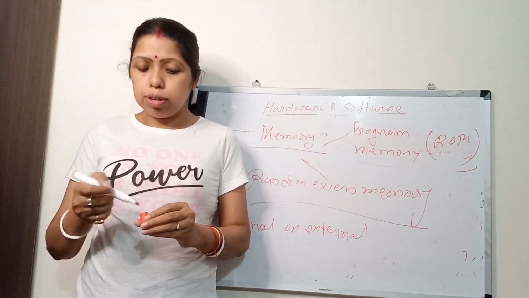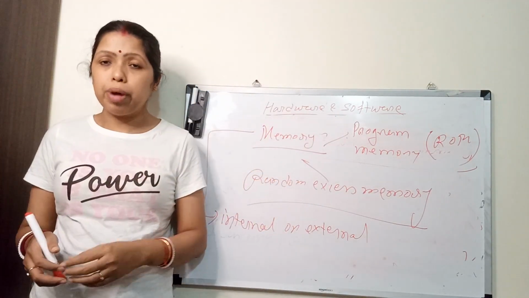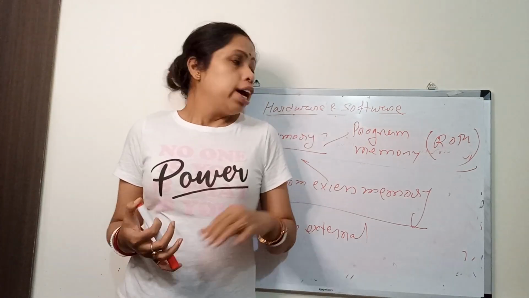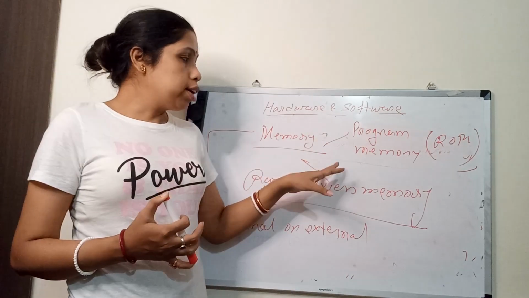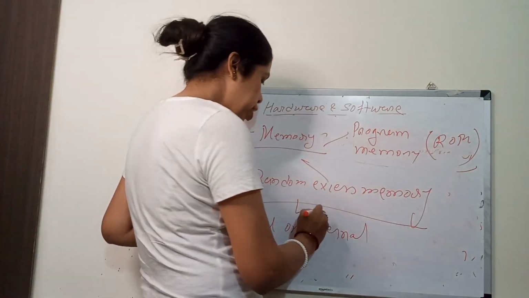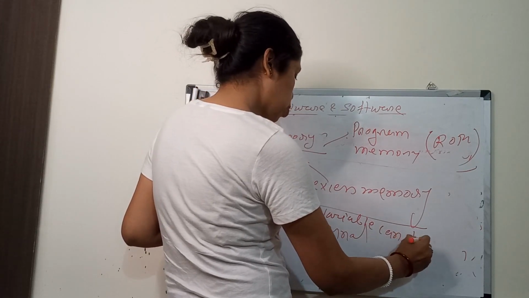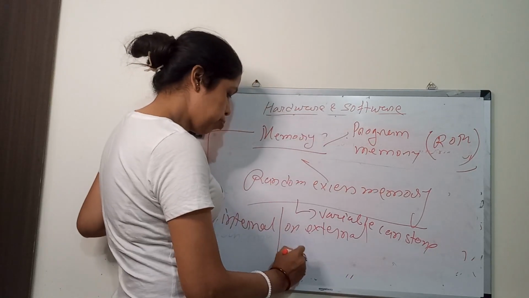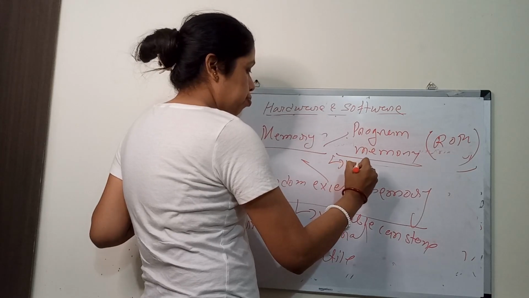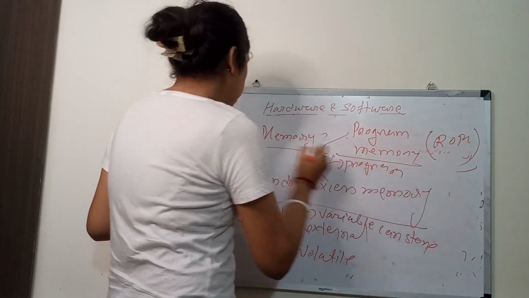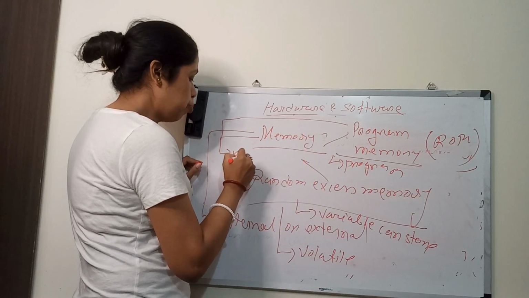Whenever some application is required, you can call that program and execute it, and accordingly the program will run and you will get some output. For that, program memory is required. So that means here, variables can be stored, this is volatile. Here you can store programs, and this program memory is non-volatile.